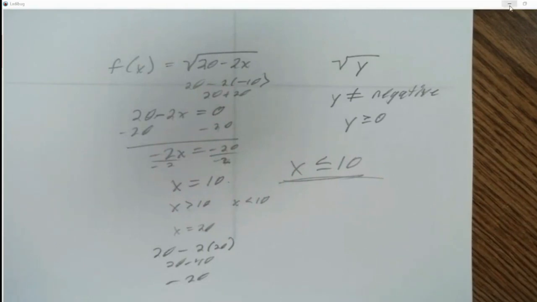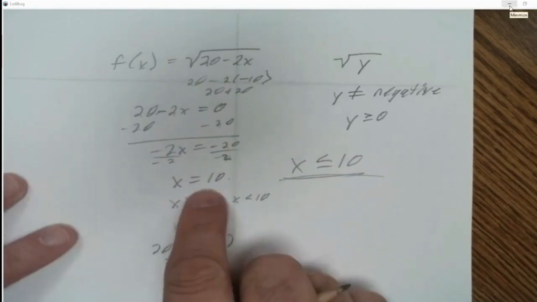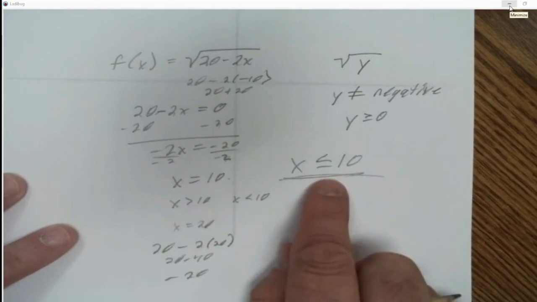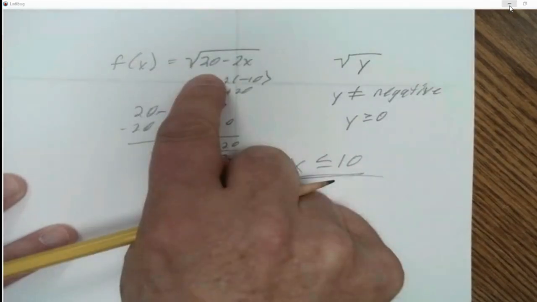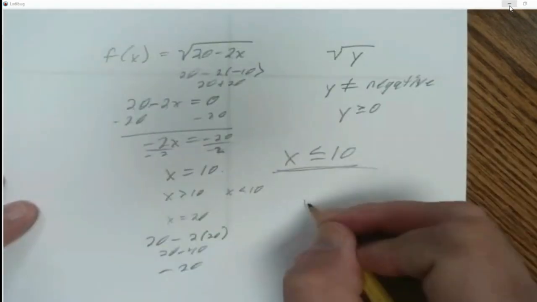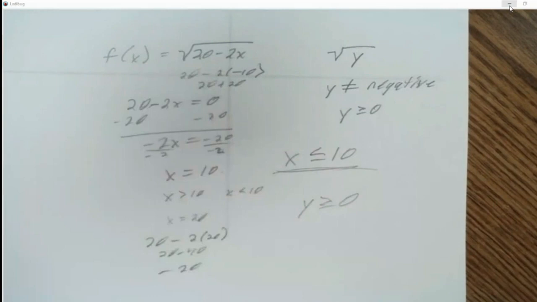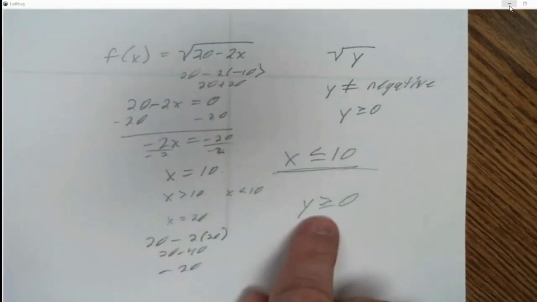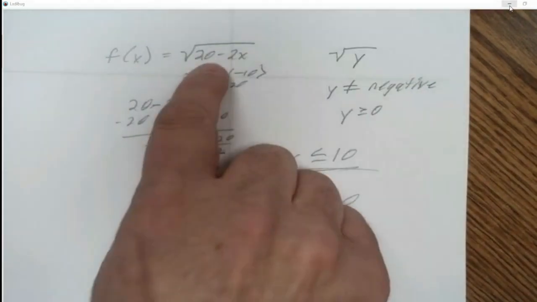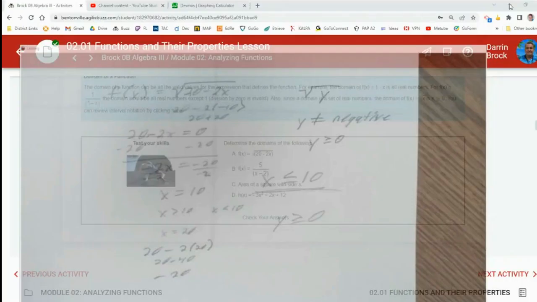And then the range is going to be, well, when x equals 10, that's the largest it could be. And that'll be 0. So the y's could be greater than or equal to 0, right? Because we can take the square root of any number and it'll be at least 0 or bigger, but it will never be a negative number. Square roots will never be negative.